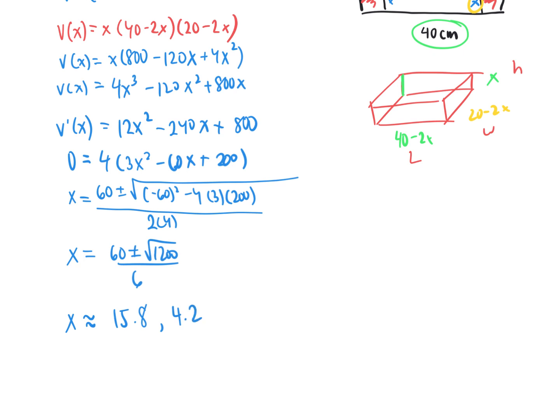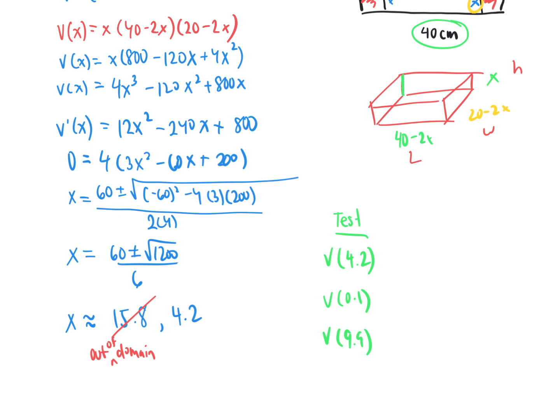Now, looking towards that domain that we wrote, x has to be between 0 and 10, so this value is out of domain. So I'm not even going to consider it. And now I'm going to start testing some values. So what am I going to test? I'm for sure going to test my 4.2 from the critical point. Now, there's no purpose of me testing 0 and 10 because that'll give me a volume of 0, but I'm just going to test really close to it. So I'll test 0.1, I'll test 9.9.